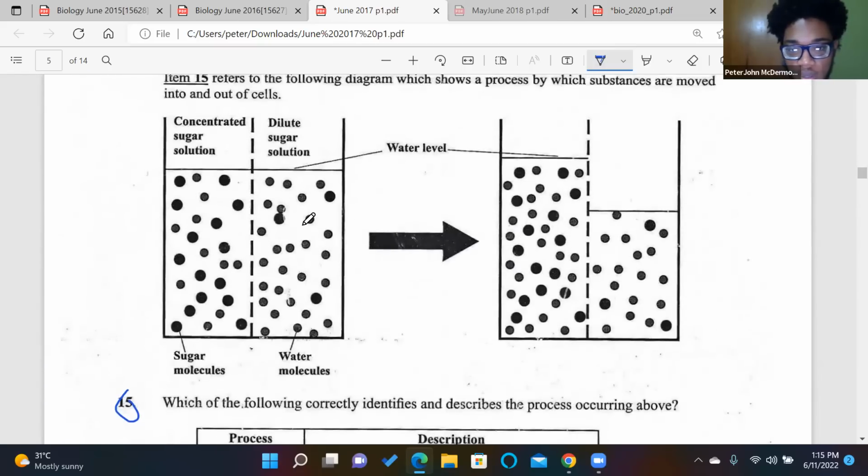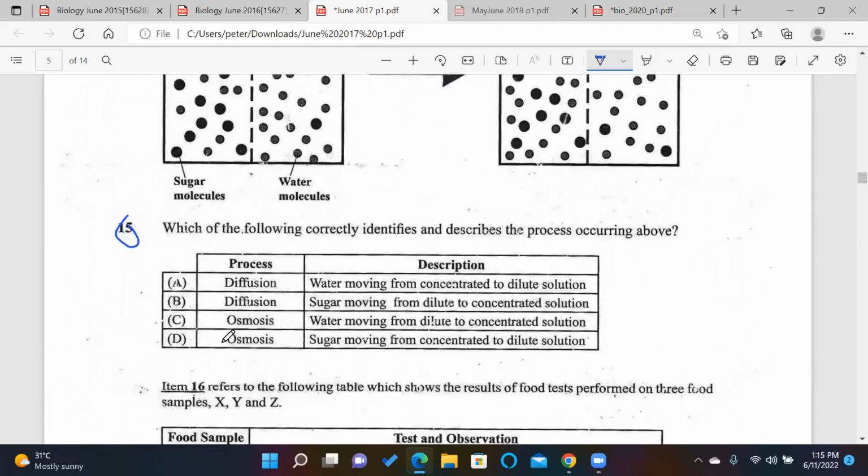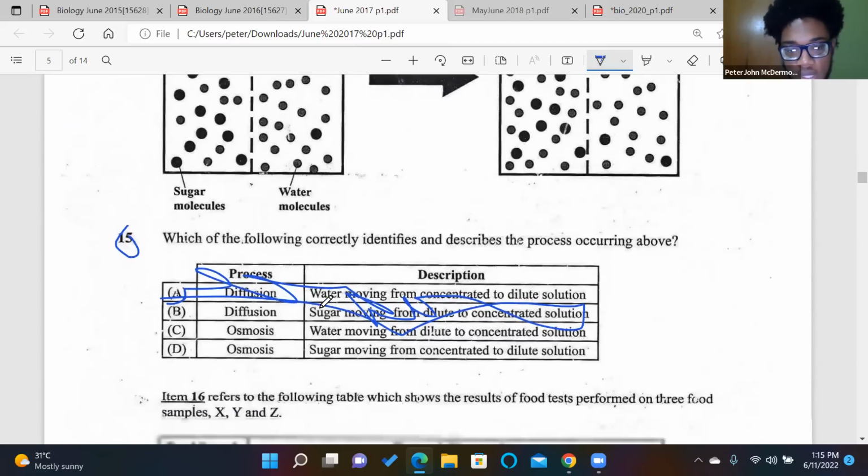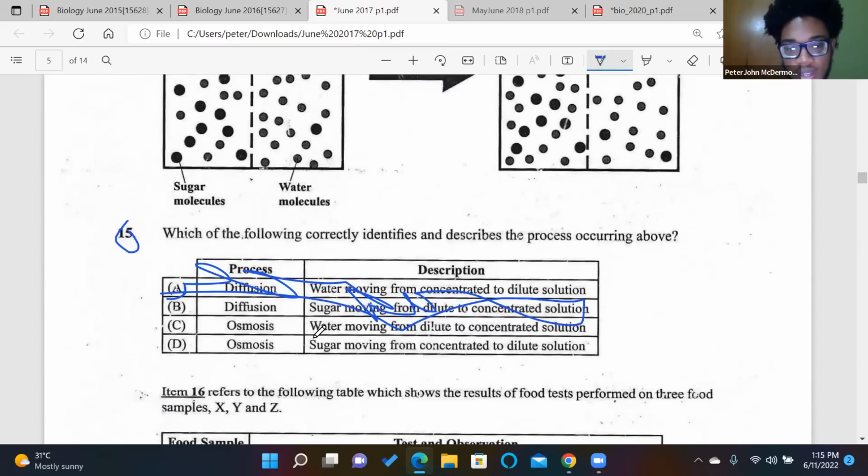What is moving? Water. Water is moving, right? So it has to be osmosis. So A and B are ruled out, right? So it has to be either C or D. So it's osmosis, and osmosis involves, if you see sugar moving, that's wrong. Osmosis involves water moving from dilute to concentrated. So the answer is C. So that's 15. All right, so that's it.